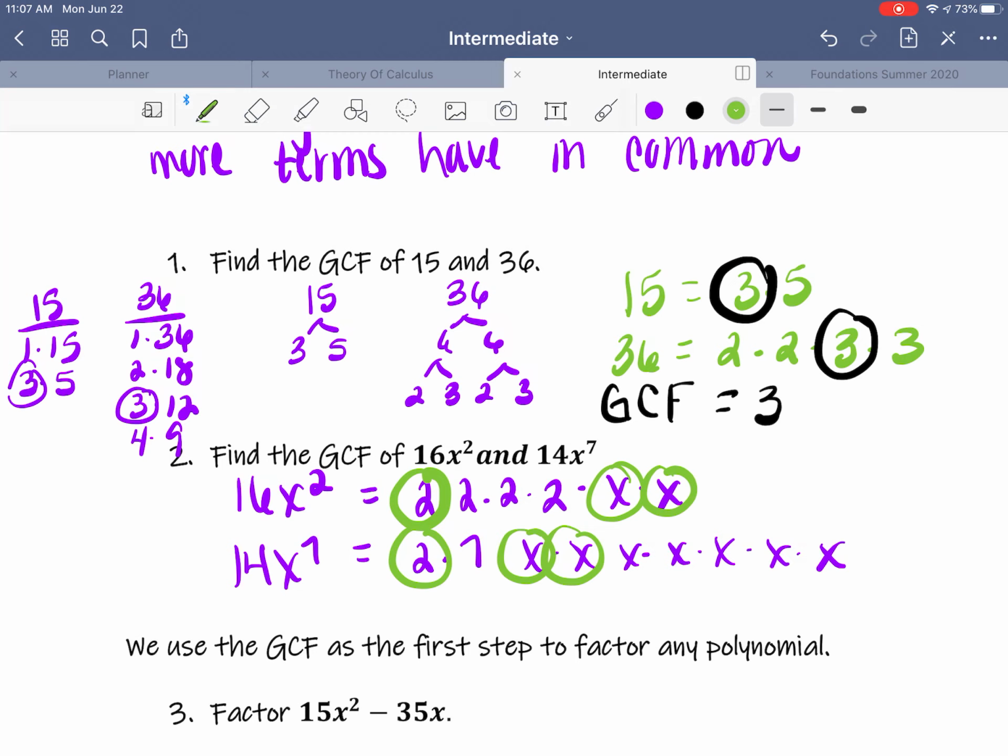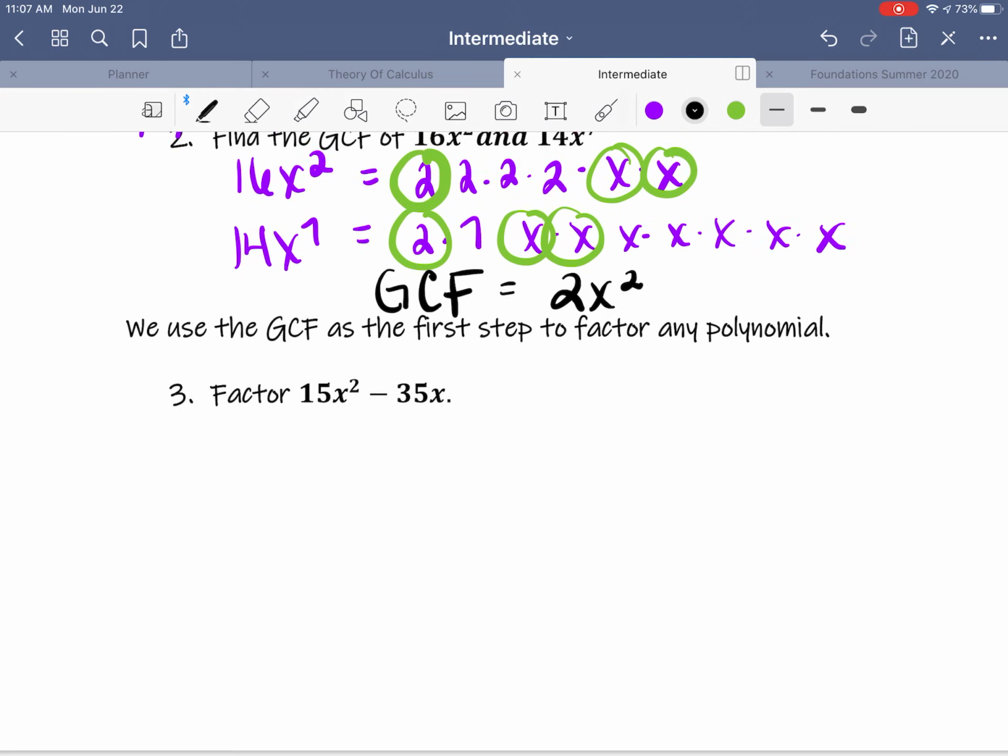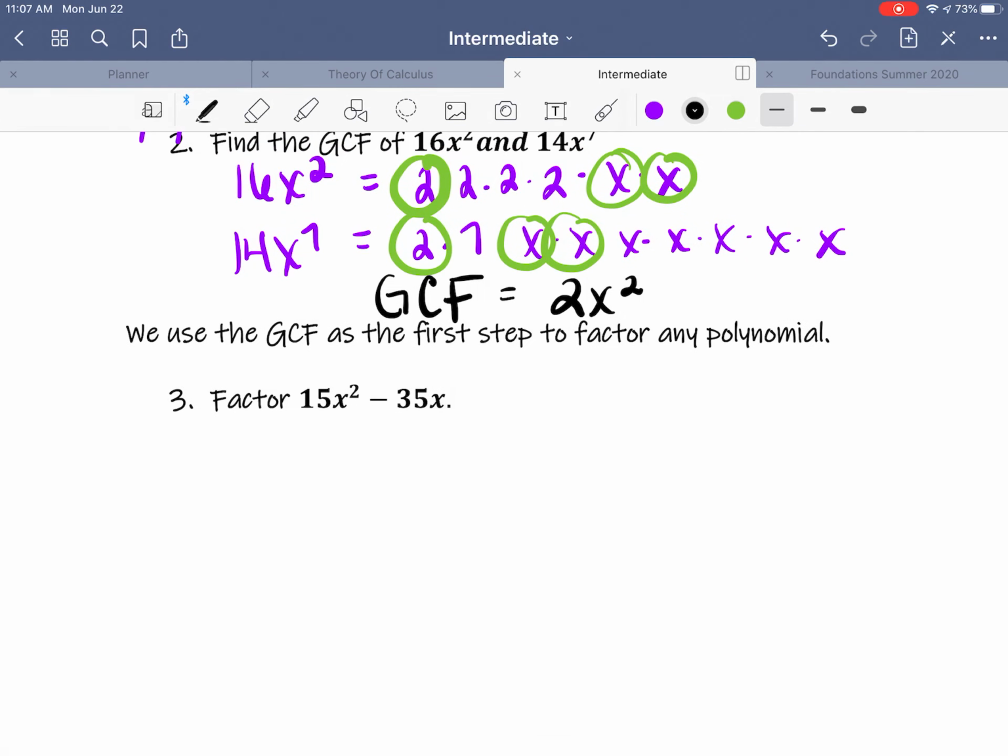So you might think, don't be confused with greatest common factor, you're looking for the greatest number. That's not necessarily the case. You're looking for the factors that they have in common. So it's actually the smaller number. And then I would write my answer, the GCF is 2, x times x is x squared. So that is the largest factor that goes into both terms. We're going to be using that for this next example to factor basically any polynomial.